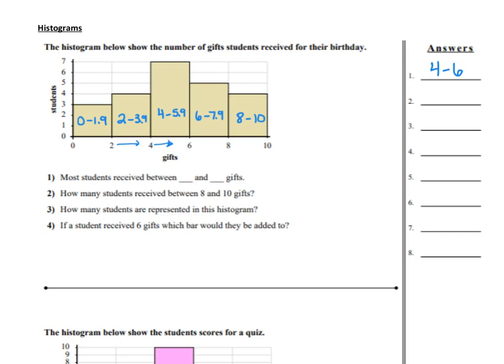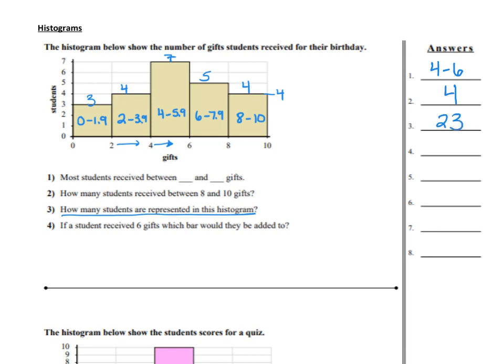All right. Number 2 says, how many students received 8 to 10 gifts? If I look at my chart, it's right here, which would be 4. So 4 people. Question 3 says, how many students are represented in the histogram? So we're looking at how many total students. So I got to add. So the first bar is 3, 4, and then 7, 5, and 4. So now I got to add those together. So 3 plus 4 is 7, plus 7 is 14, plus 5 is 19, plus 4 is 23.